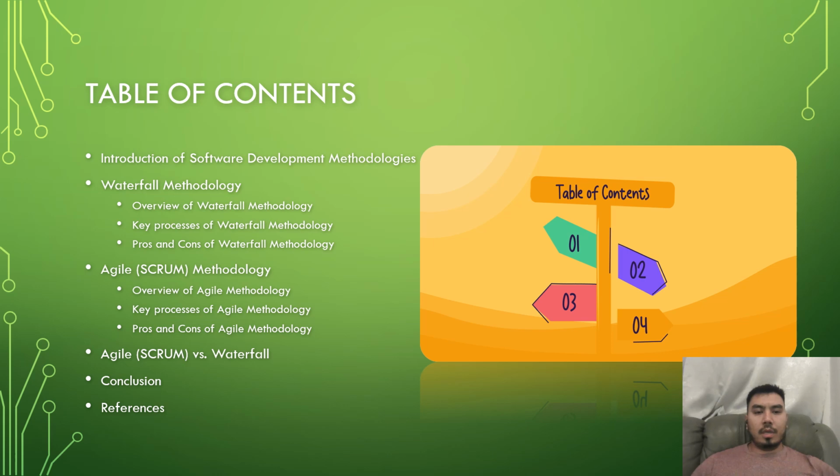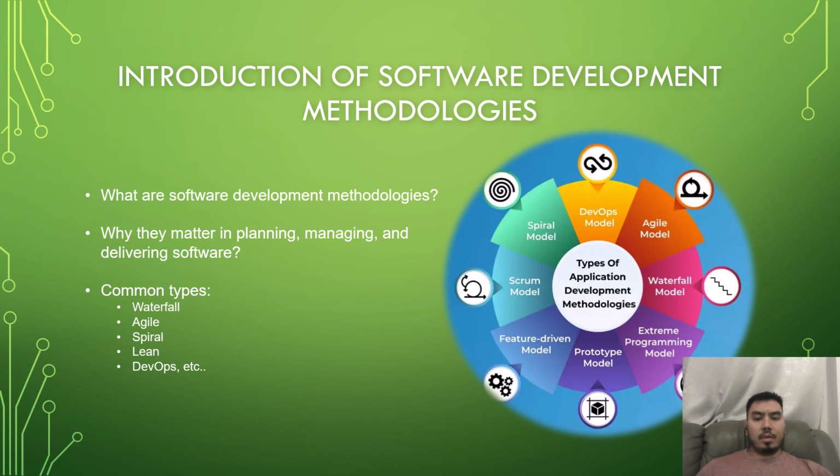So here is an overview of what I will be covering in this presentation. I will start with an introduction of what software development methodologies are and why they are so important. And then I will speak about each methodology, first waterfall and then agile, explaining their key processes, advantages and disadvantages, and finally, I will compare both methodologies and provide a conclusion to help identify when and why each method is most suitable.